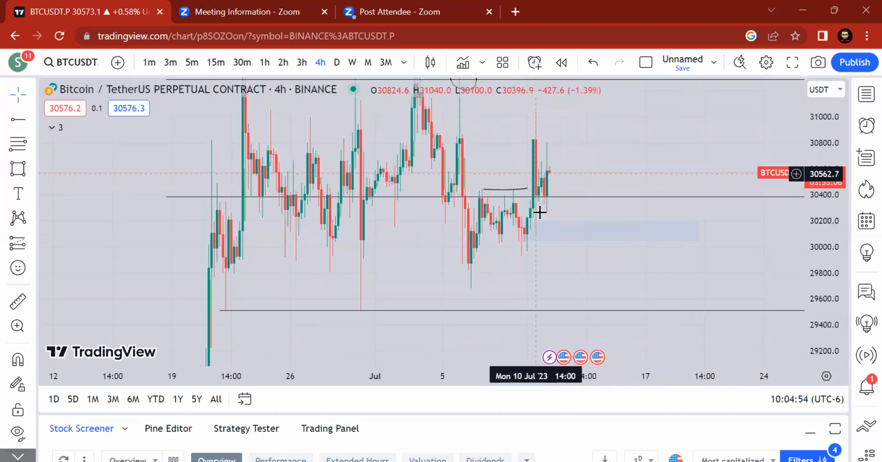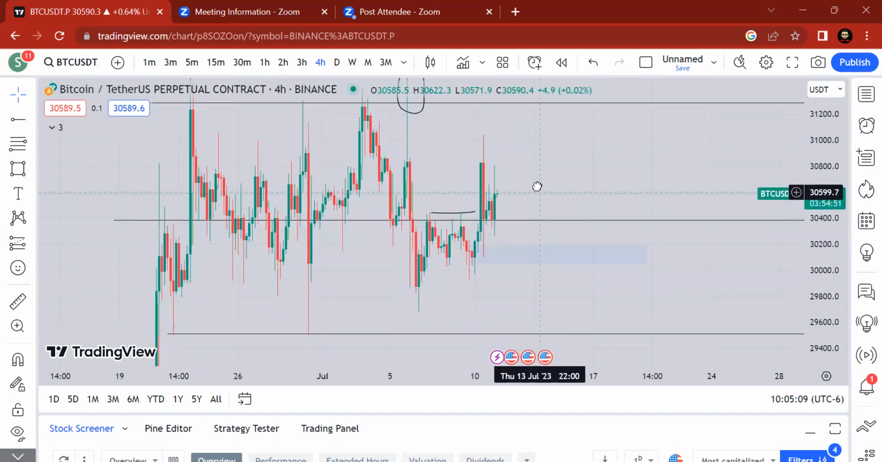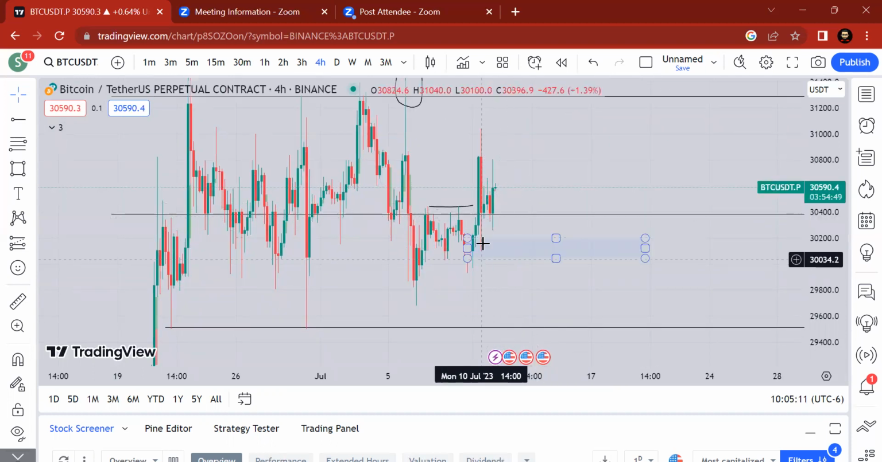Got a reaction here. H4 closes above that mid-range, that was midnight, so I didn't execute anything. I woke up with this structure here. Now it is consolidating continuously above the mid-range. Order block is tapped, mitigated order block here.